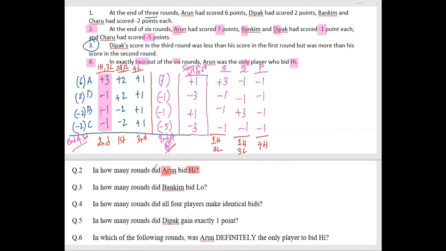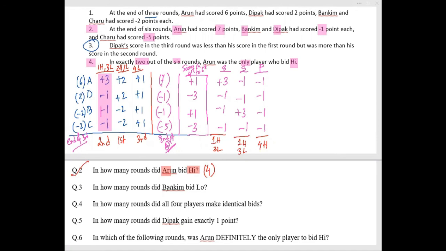So how many rounds did Arun bid high? Arun bid high in this case, and this is low. So 2 number of high. And here Arun is high. So 3 number of high. Here low. And in this case also high. 4 number of high. So I can find that in 4 cases Arun bid high. That is our question number 2.